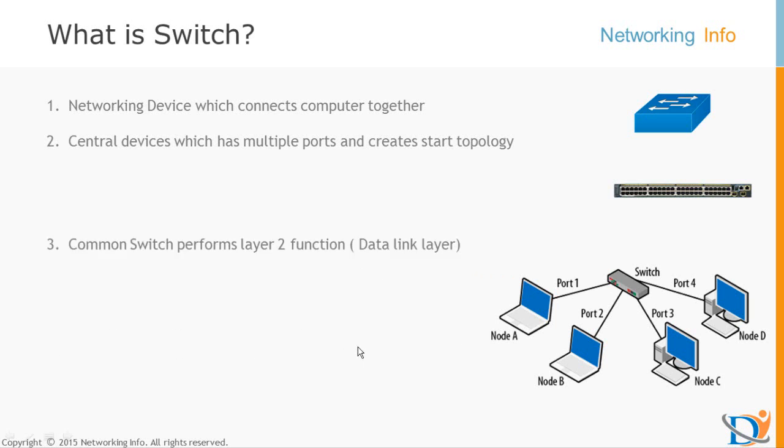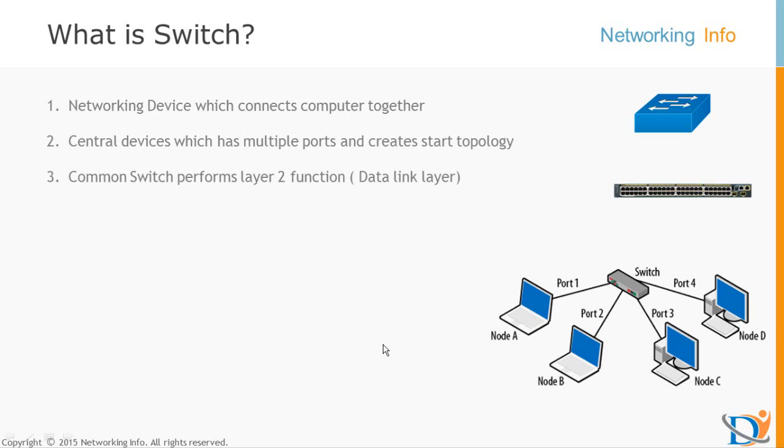Then, a common switch performs layer 2 functions. There are all kinds of switches, I cannot number all types of switches, but they perform layer 2 functions, though in the market nowadays layer 3 switches are also available. So a switch works at the data link layer. Yes, that's correct, but some switches work at the network layer as well. Those switches are called multi-layer switches and they can perform routing features as well.